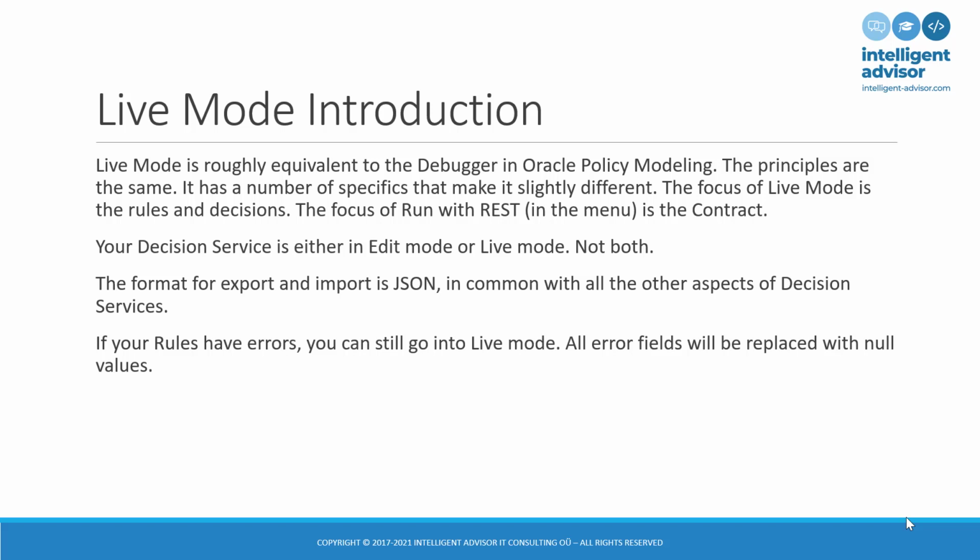A decision service is either in edit mode or live mode, not both. We've seen, I think, sufficient demos now of me clicking the button to switch between edit mode and live mode to understand that that is the case. Just like the debugger, we can export and import scenarios. However, this time round, the format is JSON, in common with everything else in decision services. One final note: if your rules have errors or you haven't quite finished your table yet, you can still go into live mode. All error fields will be replaced with null values, so you can at least get your live mode working and perhaps check on part of your rules.